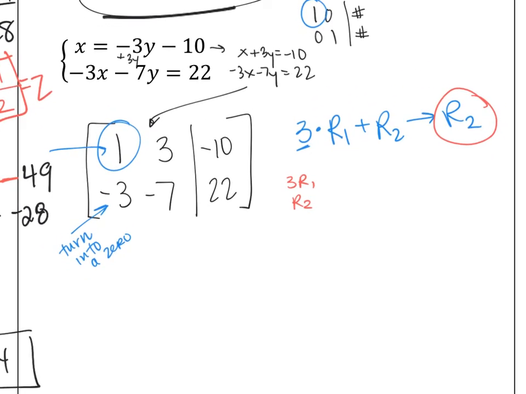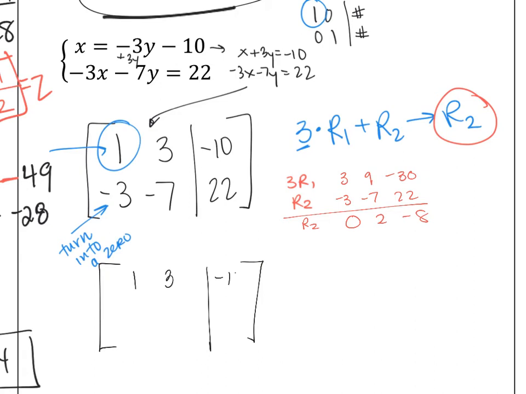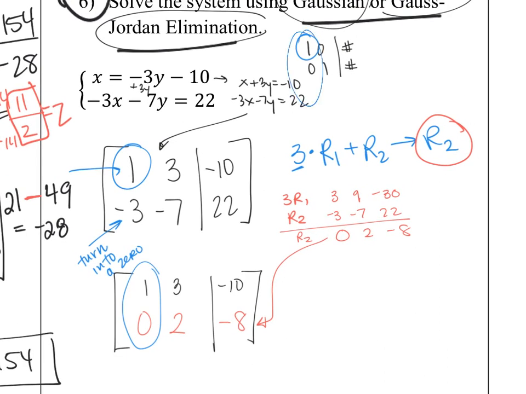So 3 times row 1 will be 3, 9, negative 30. Row 2 is negative 3, negative 7, 22. So when I add those together, my row 2 will be 0, 2, and negative 8. So my matrix, row 1 is staying the same, 1, 3, negative 10. But row 2, we just found that, will be 0, 2, negative 8. So now I have the first part of my goal, which is to have the column of 1 and 0. So the next, I'm going to try and make the 2 turn into a 1.